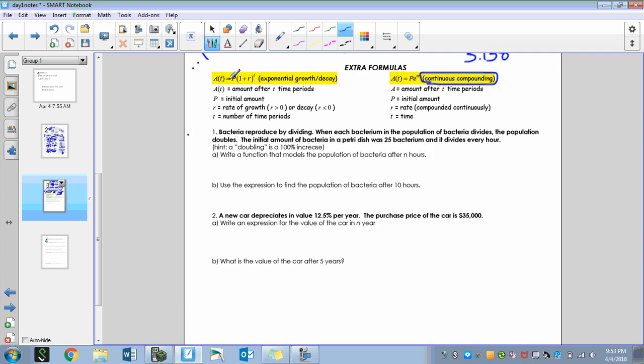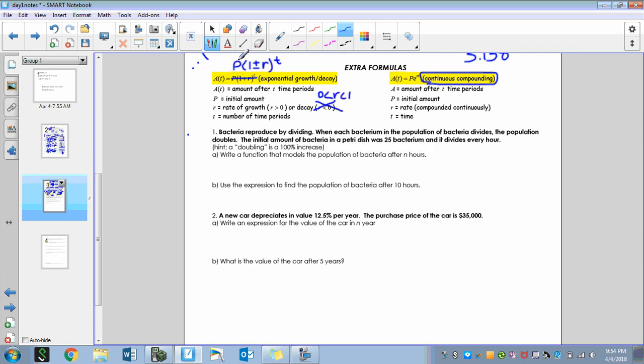I actually don't like how I have this in the notes, so I'm going to rewrite it just so it's a little bit more applicable to our situation. I'm going to write 1 plus or minus r in parentheses raised to the t, and then I'm going to change this to this. It's okay the way it was written before, but I think it's easier to explain if I write it this way, so I want you to go ahead and change it.